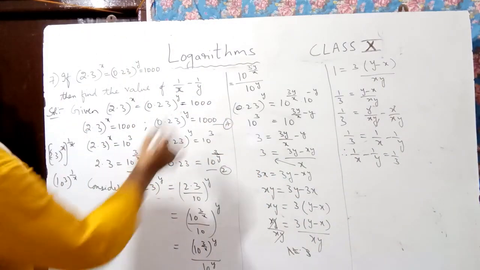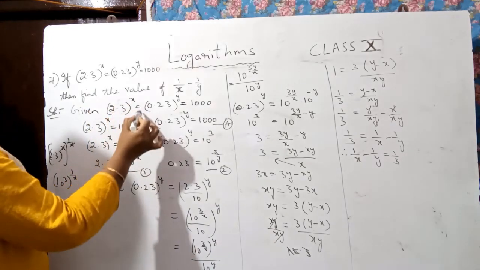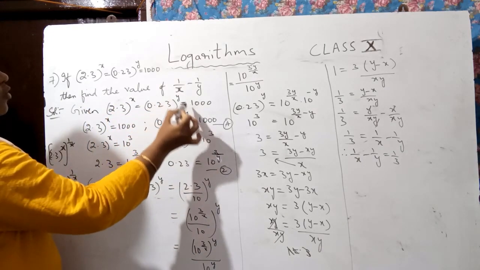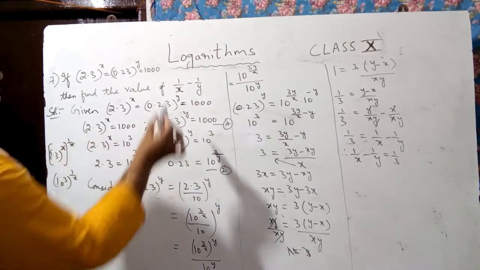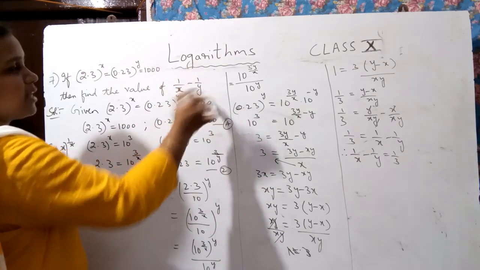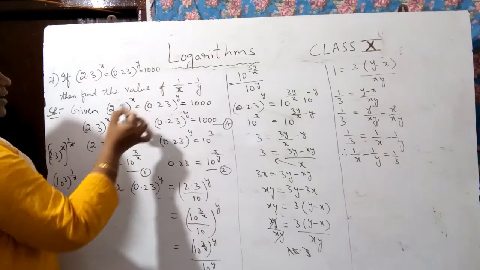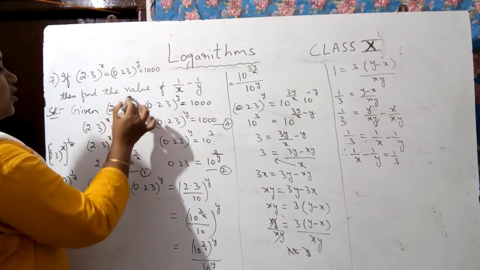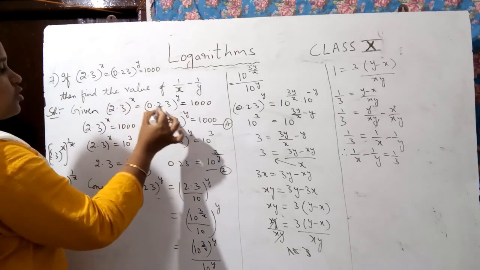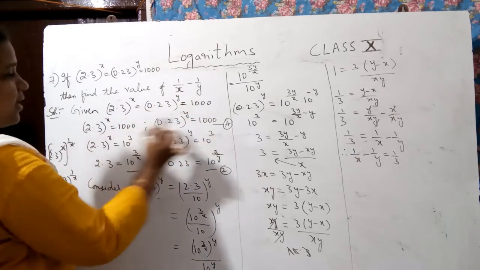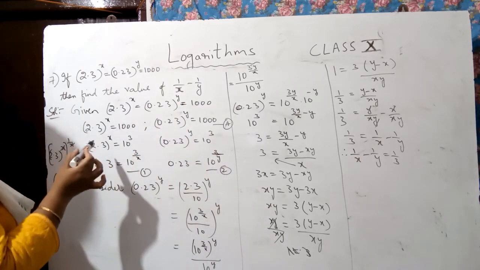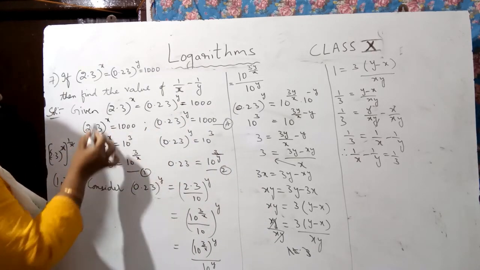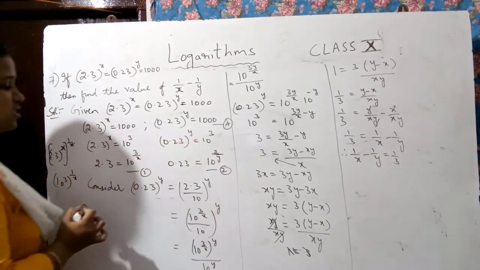I'll explain it once again. It is given that 2.3 whole power x is equal to 0.23 whole power y is equal to 1000. Then we have to find the value of 1 by x minus 1 by y. I am equating 2.3 whole power x to 1000 and 0.23 power y to 1000 separately. Next to this, 1000 I am writing as 10 cube. Here also, 1000 I am writing as 10 cube.